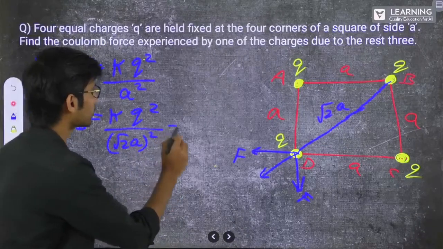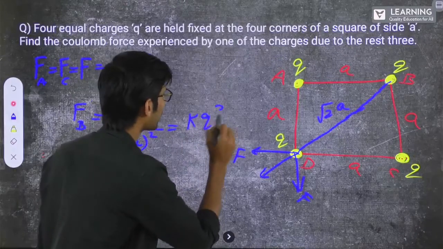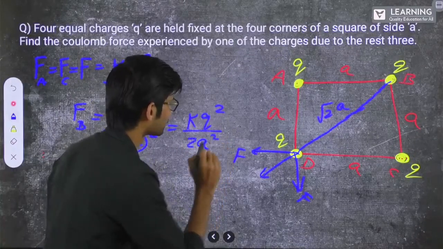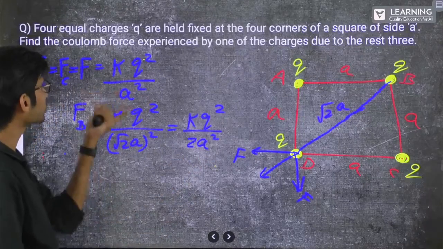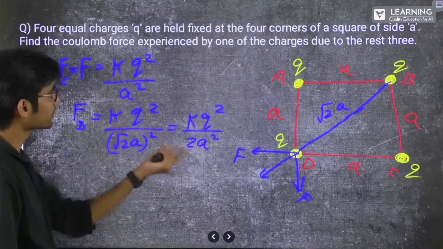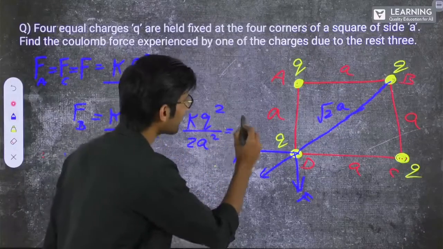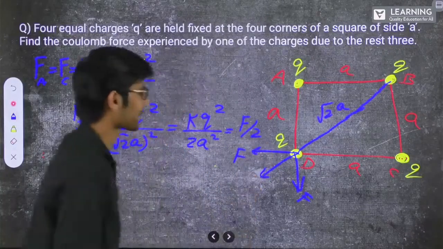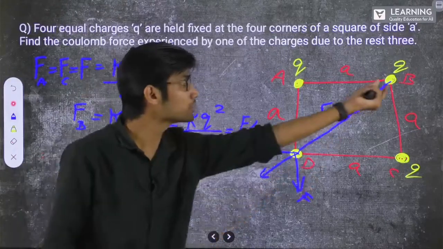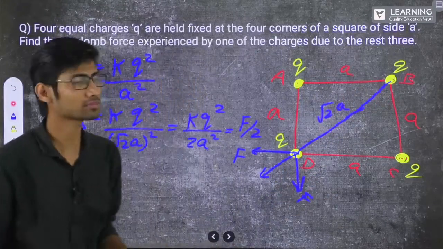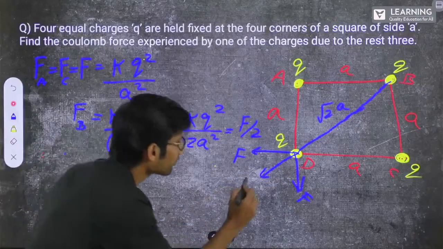That is KQ square by 2A square. So that is basically F by 2, correct? KQ square by A square and a 2 came. So this is basically F by 2. Force on this D due to this B is F by 2. So now we have got all the forces.